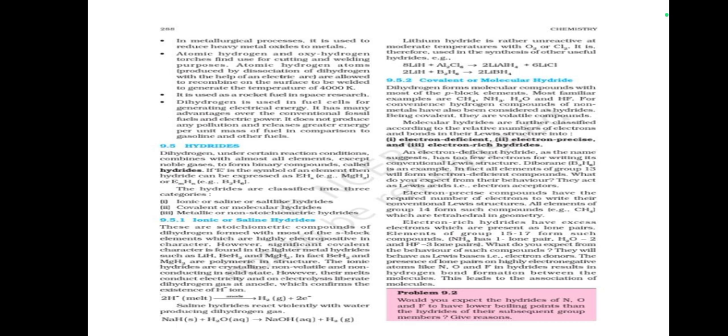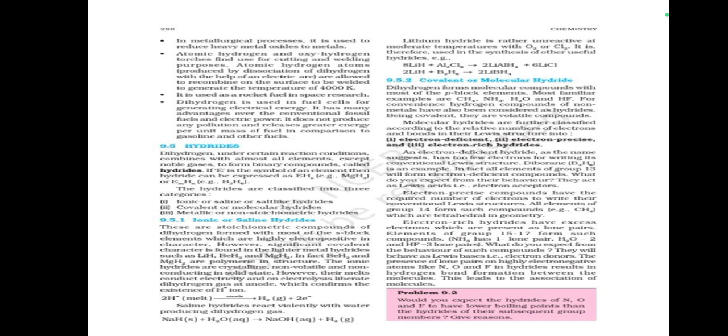What do you expect from the behavior of such compounds? The presence of lone pairs on highly electronegative atoms like N, O, and F in hydrides results in hydrogen bond formation between the molecules. This leads to the association of molecules.